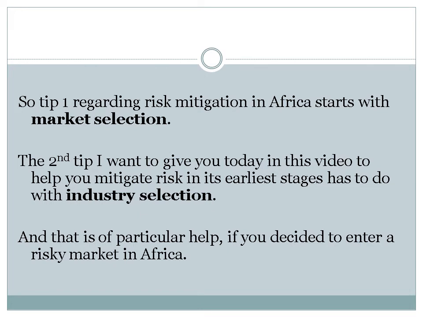So tip 1 regarding risk mitigation in Africa starts with market selection, and that's the one I just gave you. The second tip I want to give you today in this video to help you mitigate risk in its earliest stages has to do with industry selection. And that is of particular help if you decided to enter a risky market in Africa. So to clarify, industry selection, or the right industry, can be very, very important if you are operating in a risky African market.